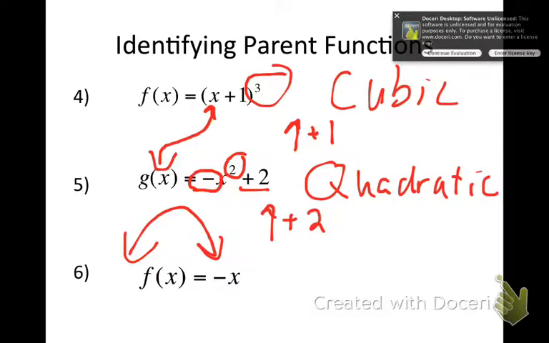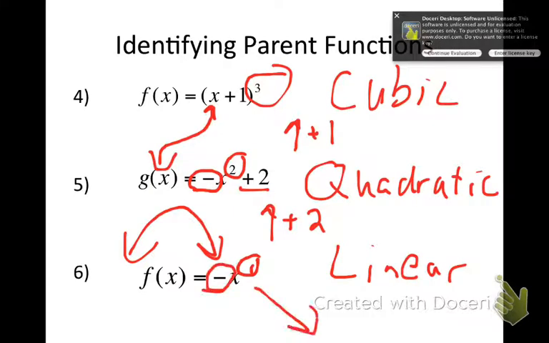Okay, and last but not least, number 6 here, I have -x. Look at it, no exponent, which means it's an invisible 1. That tells me I have a linear function. And just like on the last slide, that negative out front tells me my line is going to be going down. It has a negative slope. Alright, next slide here.